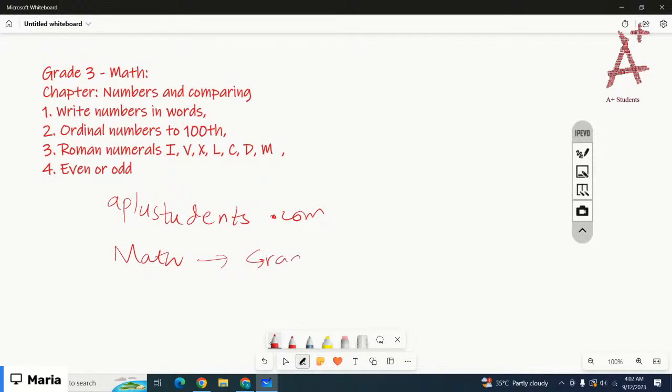Scroll down to grade 3 and then click on view all lessons. There you can find a list of the chapters. We're going to start with the chapter numbers and comparing.